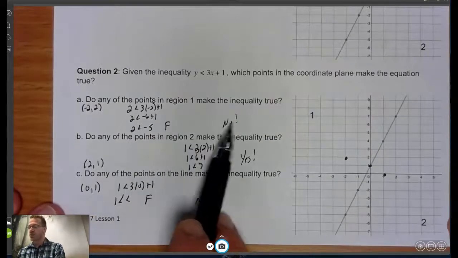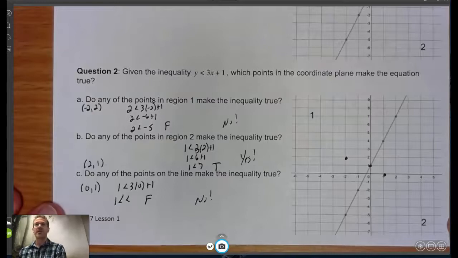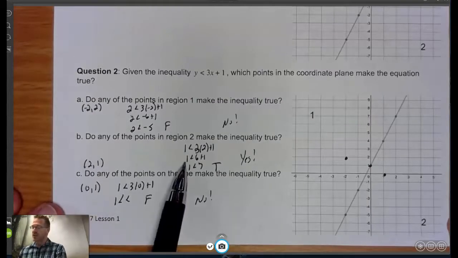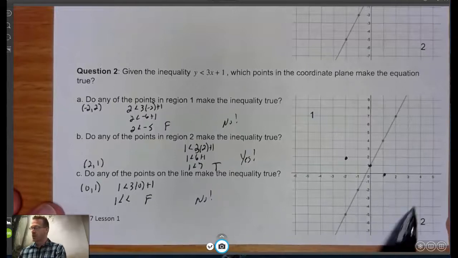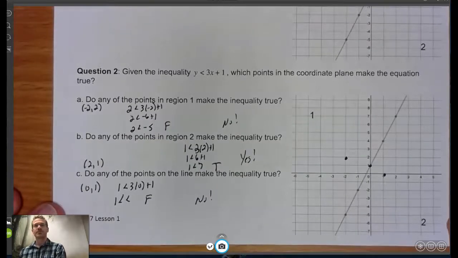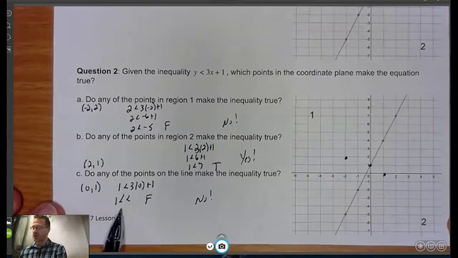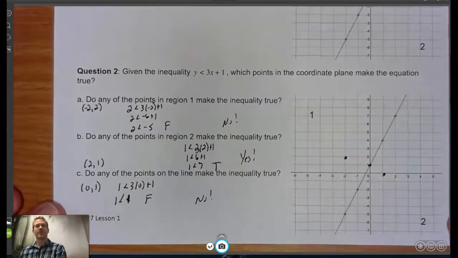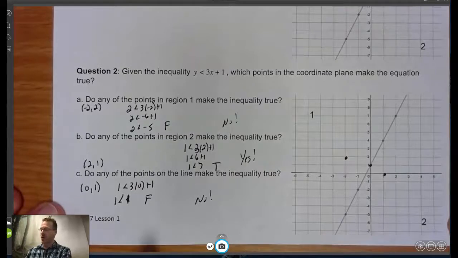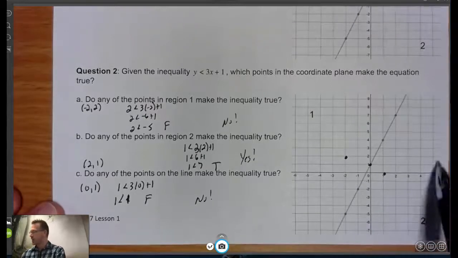So do the points in region 1 make the inequality true? They do not. When I do 2, 1, and I go through my order of operations, I get 1 is less than 7. That is true. So everything in region 2 is going to make it true. Then I try 0, 1, and this time I get 1 is less than 1. Well, 1 isn't less than 1, so that's also false. So the only points that make this inequality true are in region 2 right here.